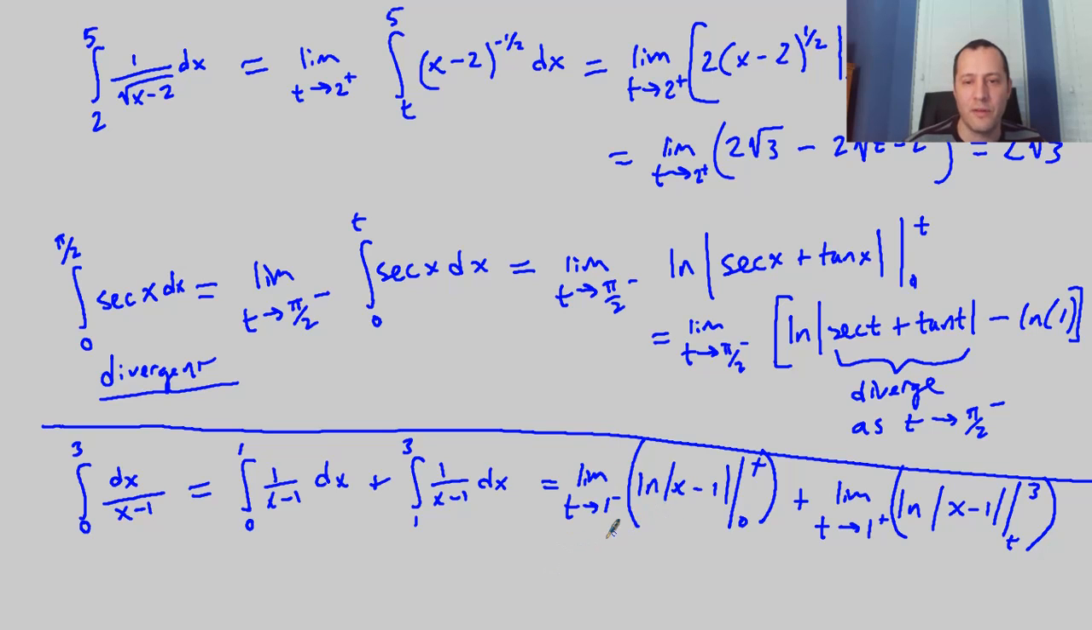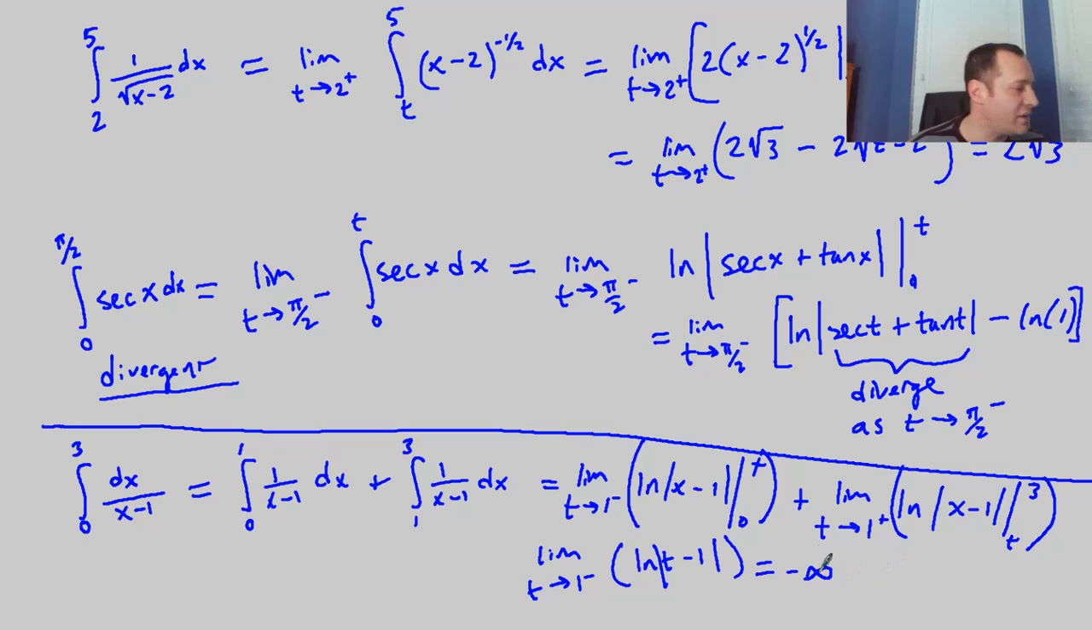So the natural log function, this right here does not exist, right? This is negative infinity, right? Because we're approaching the natural log of 0. There's a vertical asymptote there. It approaches negative infinity. So that doesn't exist, and this is a divergent integral.